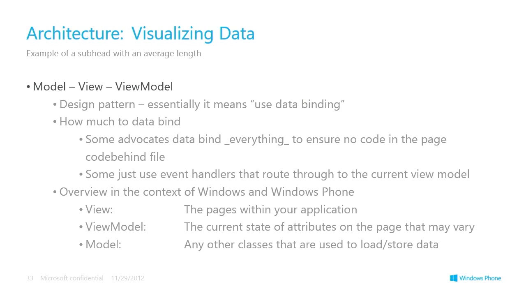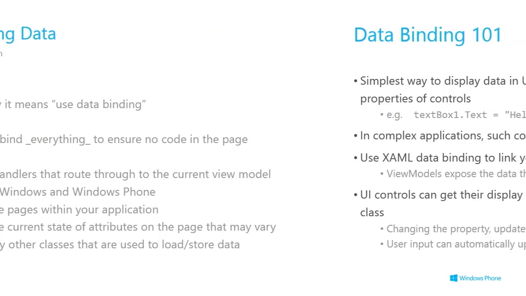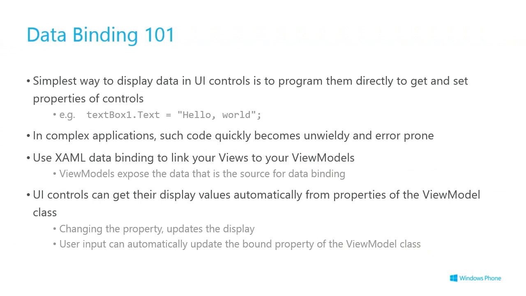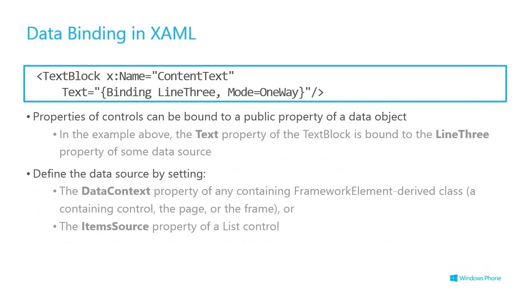So model view model is the friend here, which essentially means, this is a gross simplification of using data binding. Just a quick refresher on this, we use XAML data binding to link the properties of our controls to the properties of our view models, and UI controls get their display values automatically. So this is an example, we covered this yesterday, of a binding statement where the XAML in our presentation layer is bound to a property on the view model called line 3.